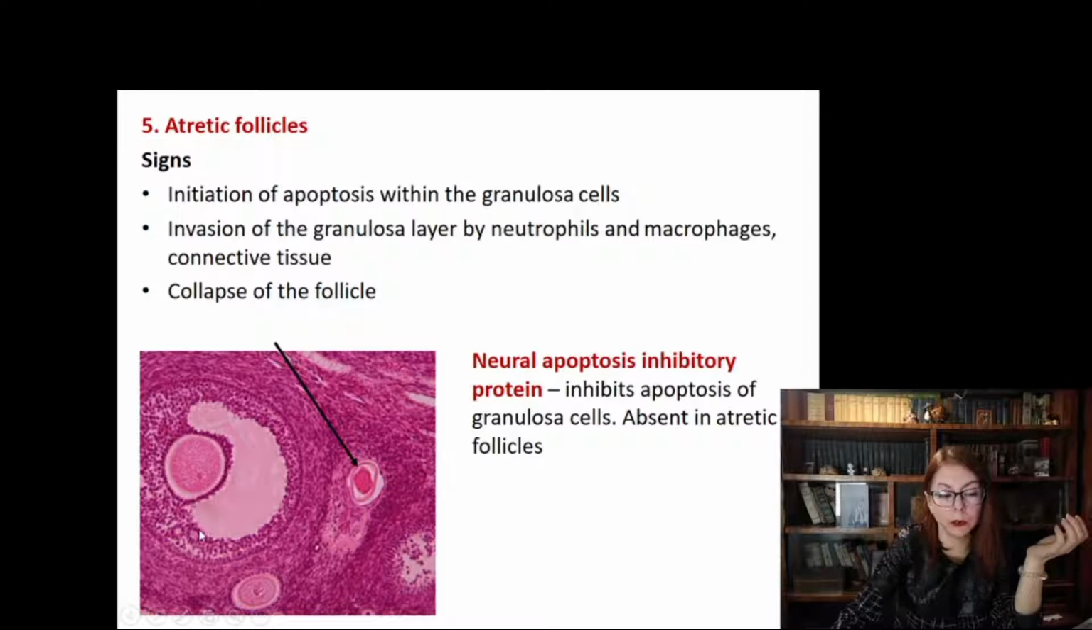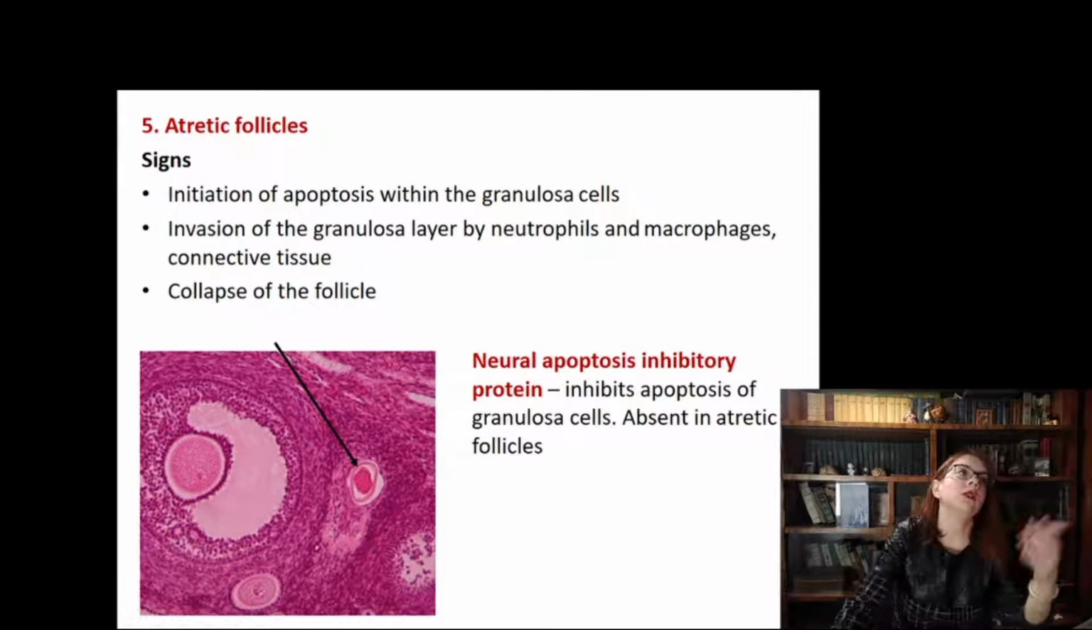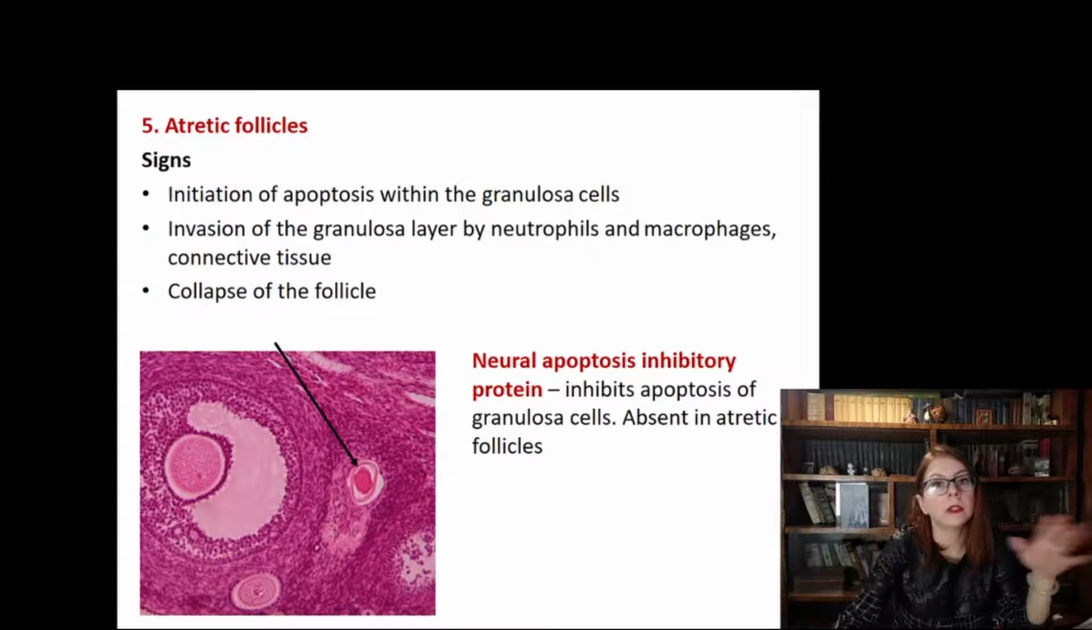You may see the normal follicle and nearby the atretic one. You can compare what happens. Here granulosa cells are normal, and here they undergo apoptosis. The cavity collapses, the oocyte itself undergoes apoptosis and also shrinks and collapses. Then many immunocompetent cells and connective tissue invade the granulosa and the cavity and replace it. So eventually the atretic follicles disappear and are replaced with connective tissue.